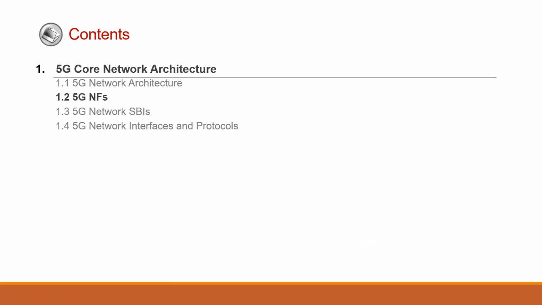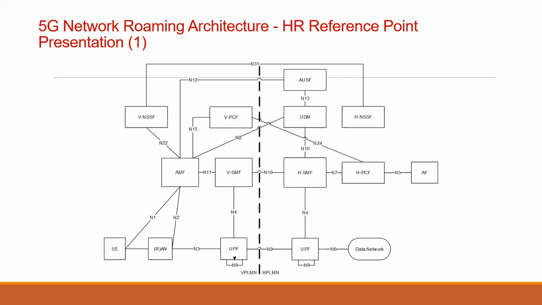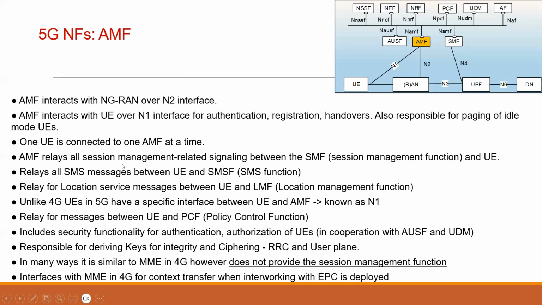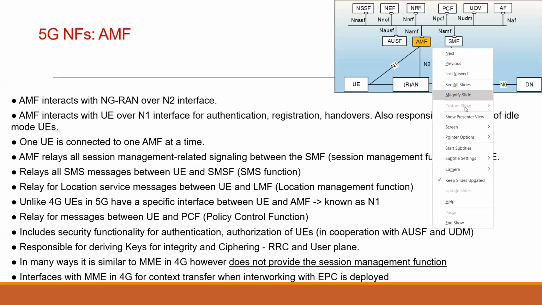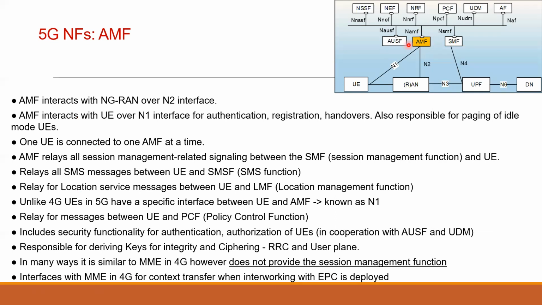Right. So next, we're going to look into different network functions. Each of these NEs, earlier it used to be called network element. Now it's called network function. So the first one is AMF, the access and mobility function. As you can see in this architecture, the AMF is situated here in the 5G architecture.